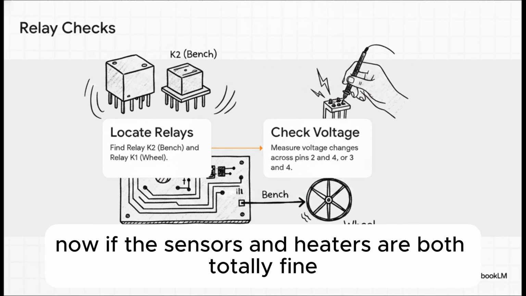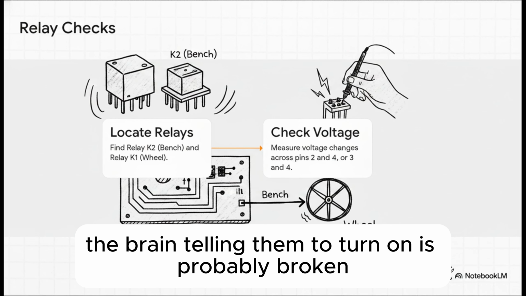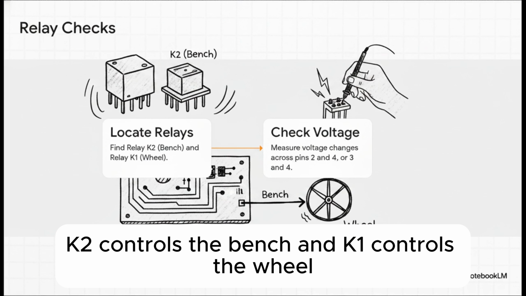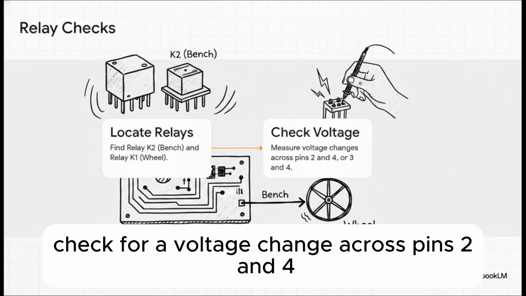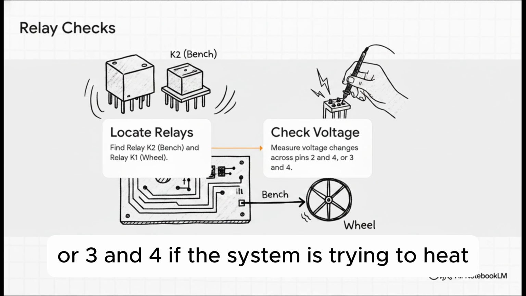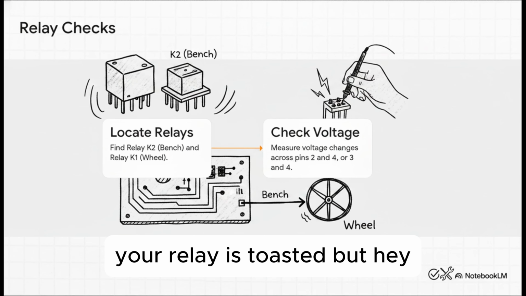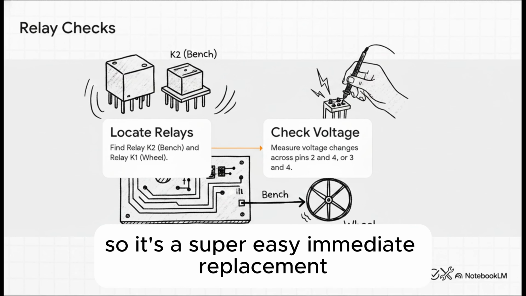Now, if the sensors and heaters are both totally fine, the brain telling them to turn on is probably broken. We need to verify the relays on the relay board. K2 controls the bench, and K1 controls the wheel. Check for a voltage change across pins 2 and 4 or 3 and 4. If the system is trying to heat and there's absolutely zero voltage change, your relay is toast. But hey, the good news is relay K2 is socketed, so it's a super easy immediate replacement.